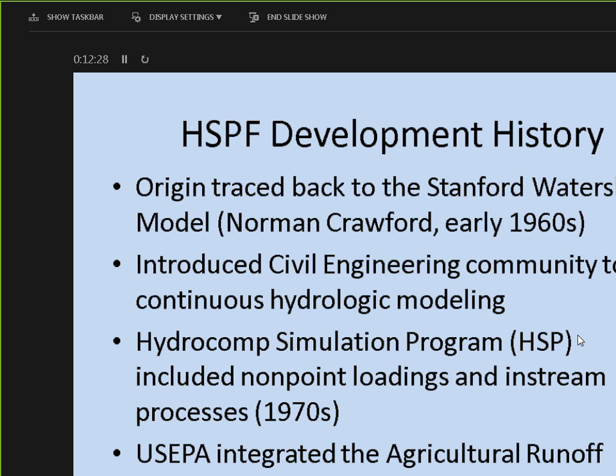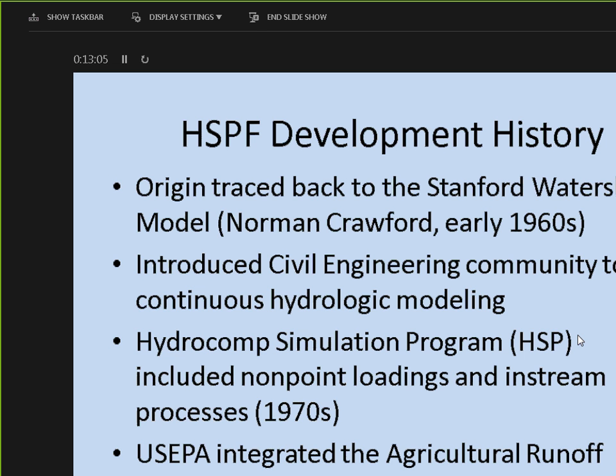What's the channel slope? And so in response to that, Stanford University started working on developing such a tool, and the great-grandfather of HSPF, Norm Crawford, in his PhD thesis in 1960, basically the Stanford watershed model, introduced the civil engineering community to continuous hydrologic modeling. There was a similar model, the Hydrocomp Simulation Program, that included non-point loading and in-stream processes, came out in the 70s.